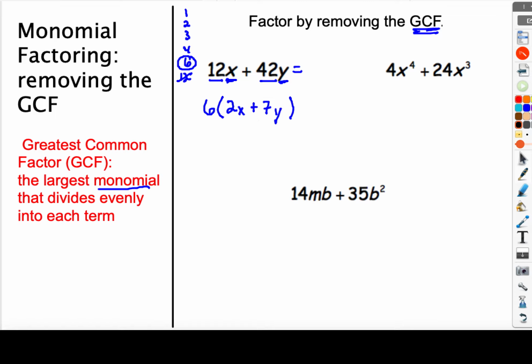So now I can take a look at it and say, well, wait a minute, if I distributed that 6, would I get back the original expression? Well, 6 times 2x would be 12x, and 6 times 7y would be 42y. So my factored expression, the two things multiplied together that would give me back the original expression, would definitely be 6 times the quantity 2x plus 7y. Let's do that same idea with the next two expressions.